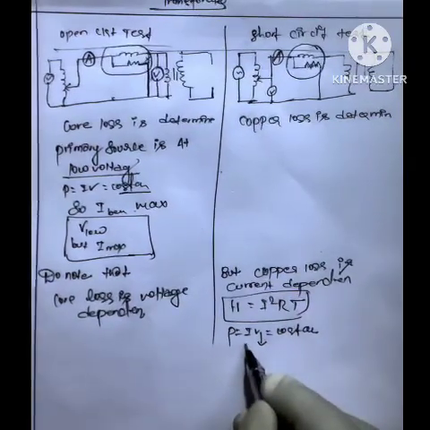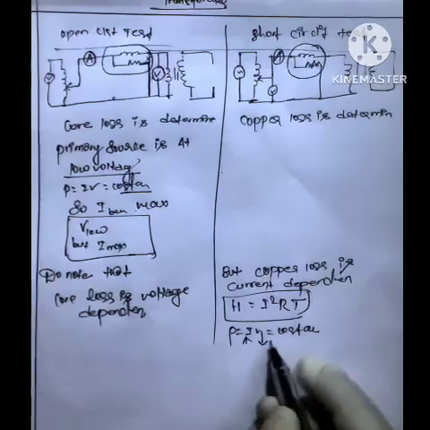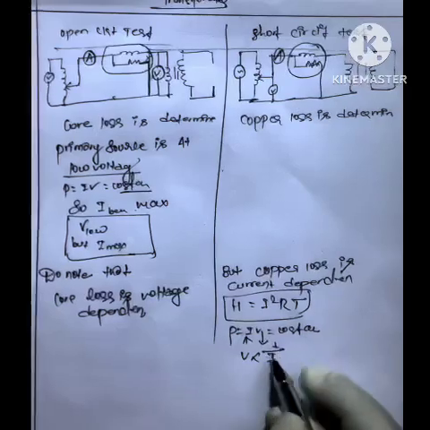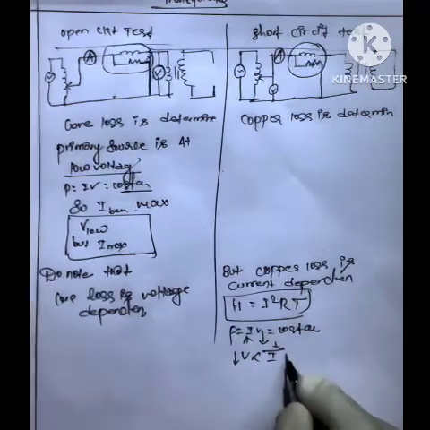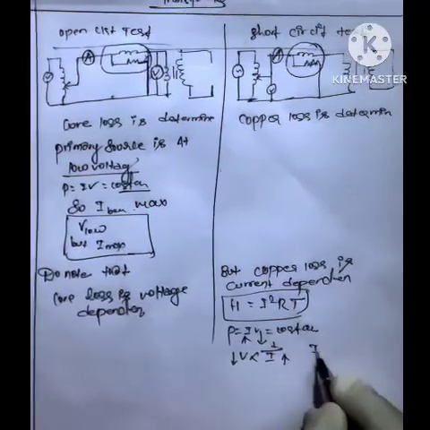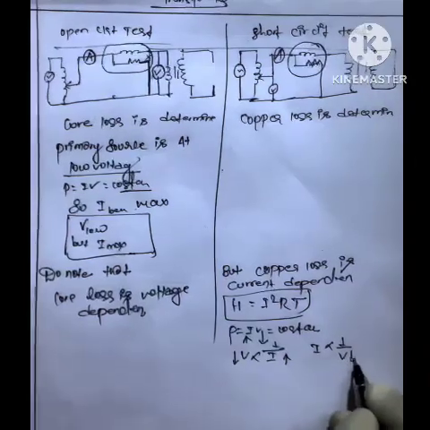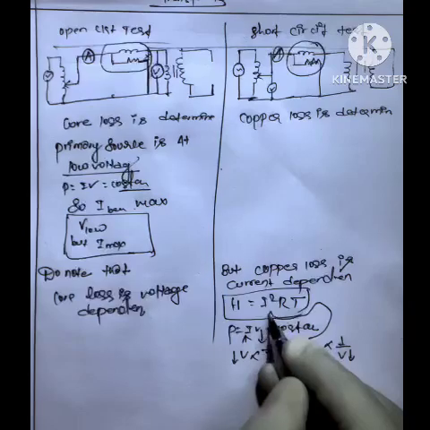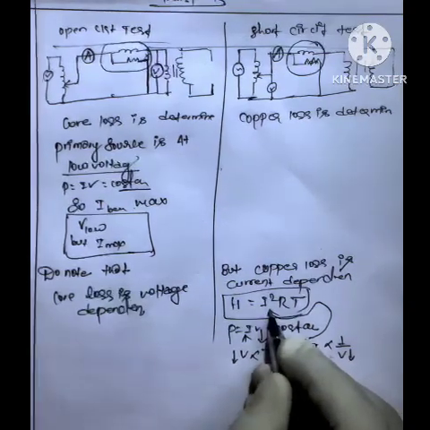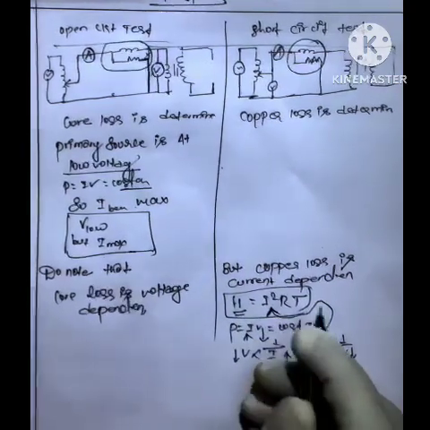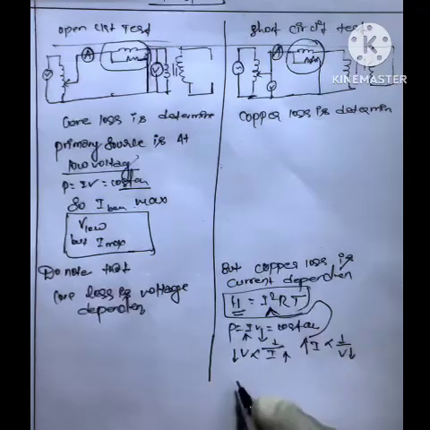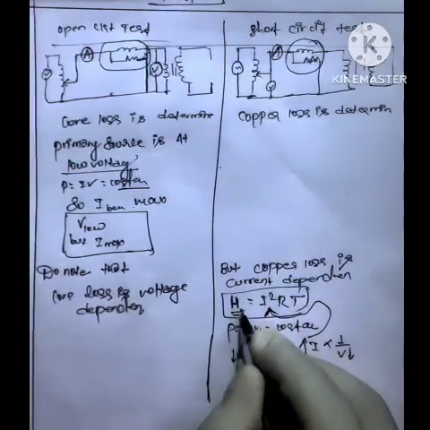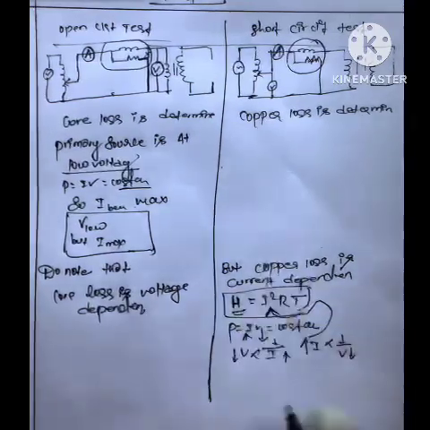If voltage drops, current starts increasing. So P is constant, V is inversely proportional to I. As the voltage drops, current starts increasing, or we can write I is inversely proportional to V. As I increases, the heat loss increases. So as the voltage drops, it promotes the power loss.